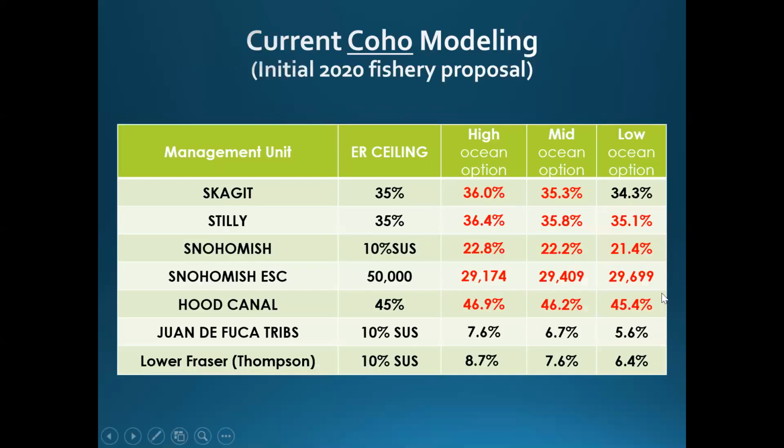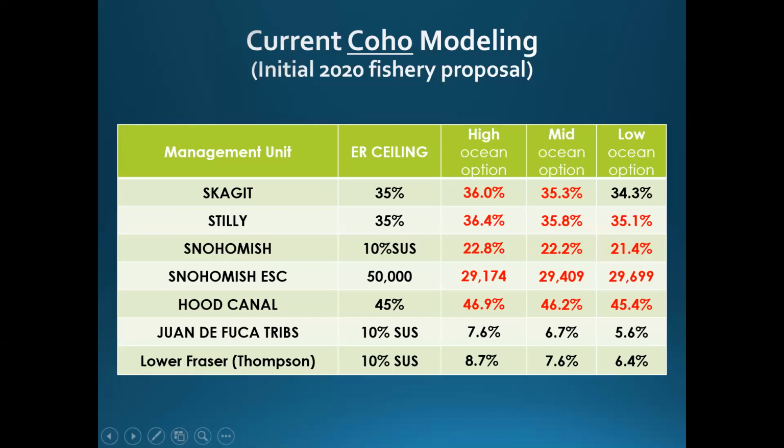Mark, if we can move on to the next slide. And a few things about Coho modeling. As David had mentioned, probably what's going to be our most constraining stock here this year is going to be Snohomish. And what you would note there is that we have an escapement goal of 50,000 fish.